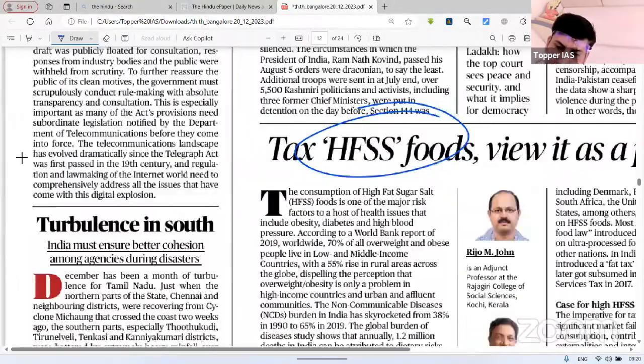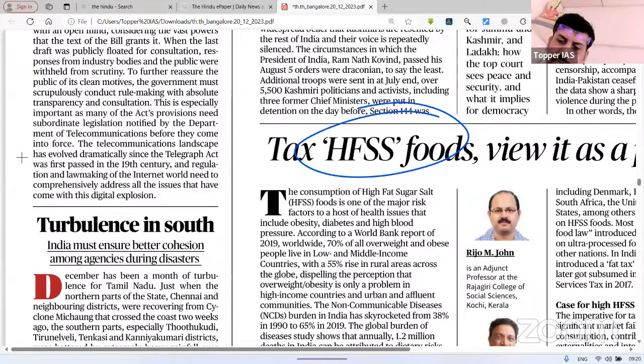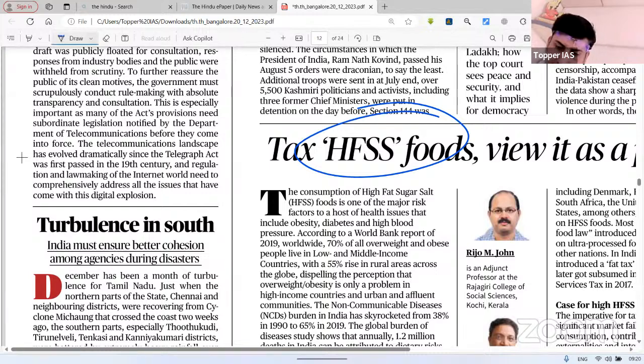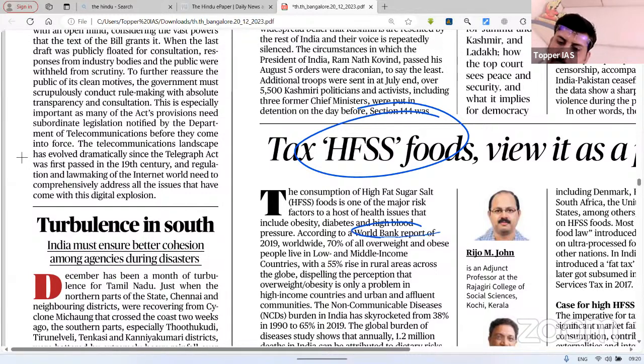Okay. So HFSS foods are one of the major risk factors for a host of health issues that include obesity, diabetes, high blood pressure. According to a World Bank report, worldwide 70% of all overweight and obese people live in low and middle income countries. 70% of the overweight live in low and middle income countries. Why?